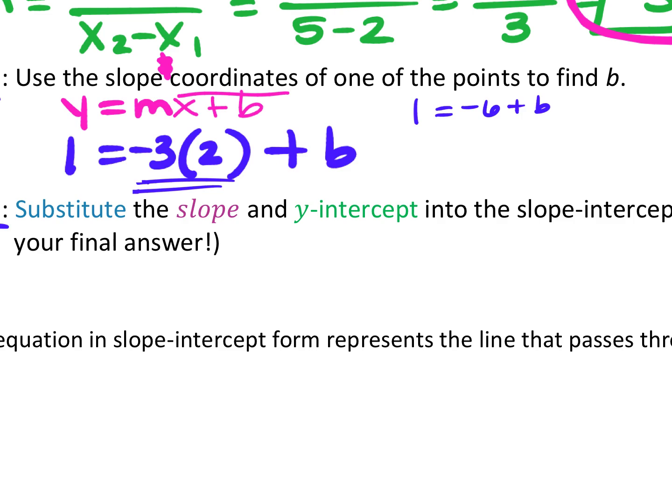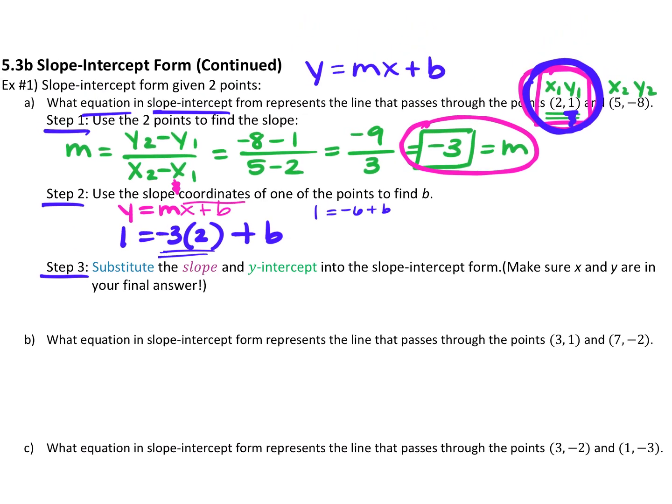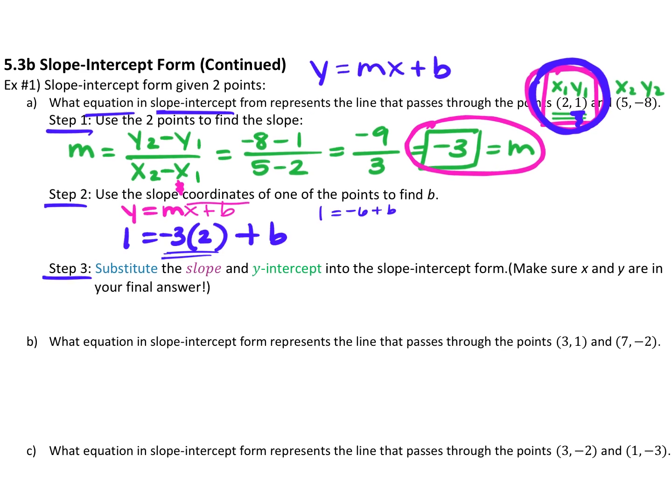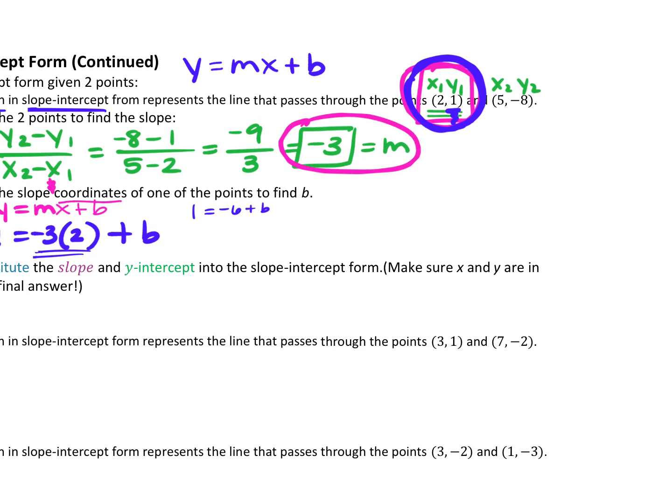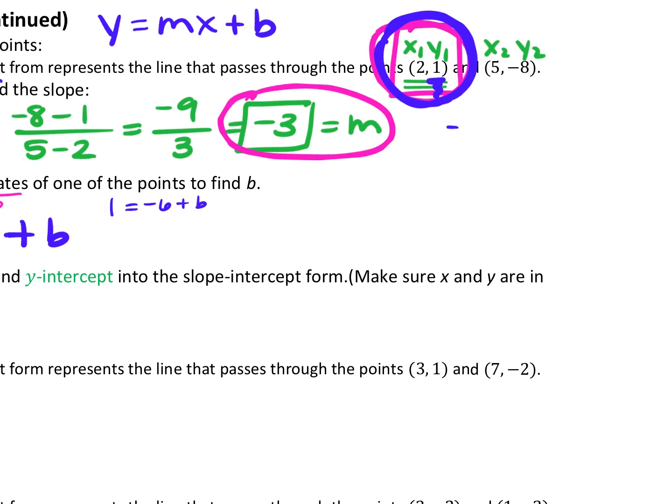Why are you using the x1 and y1 instead of the x2 and y2? You could use the x2, y2 also. You just can't mix the two. So if you did the x2, y2, you would say negative 8 equals negative 3 times the x value plus your b. So this would be negative 15 plus b equals negative 8.